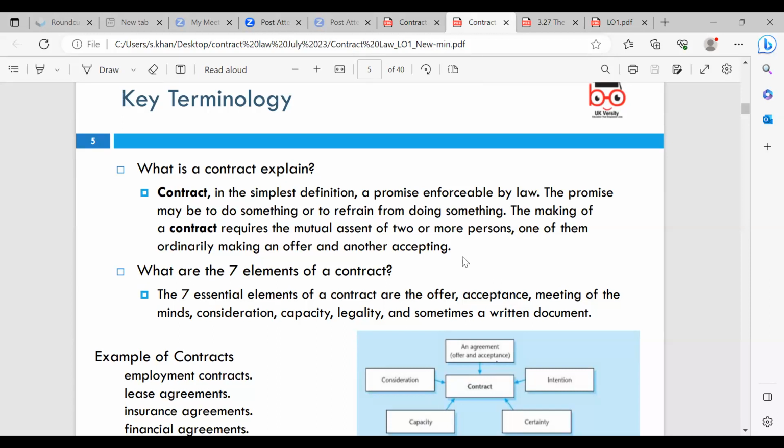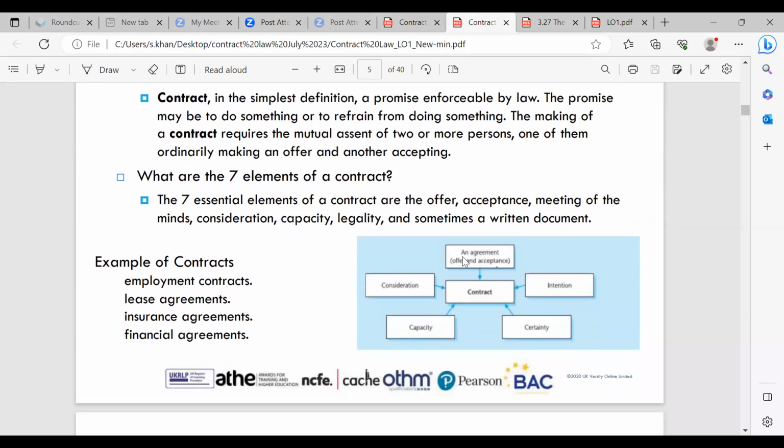And when you look at the elements and the formation of a contract, there are 7 essential elements that you need to be looking at. Firstly is the offer.